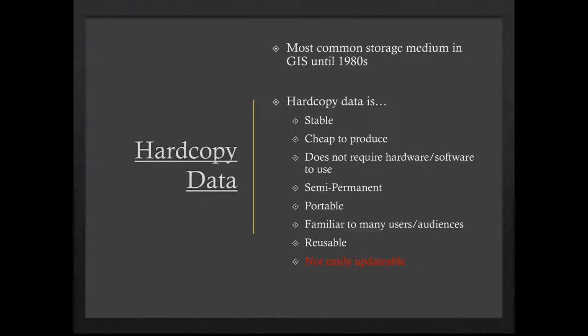The negative aspects of hard copy data are that it's not reusable because it cannot be easily updated. A hard copy map, for instance, is a static representation and it can only be updated by printing over the existing map, which is often not desirable.